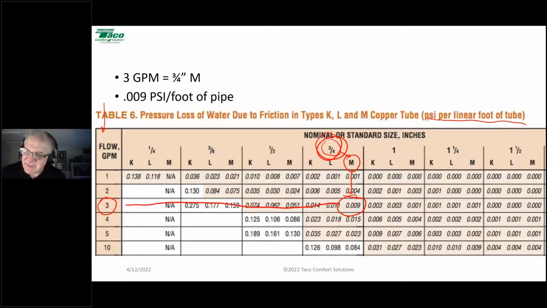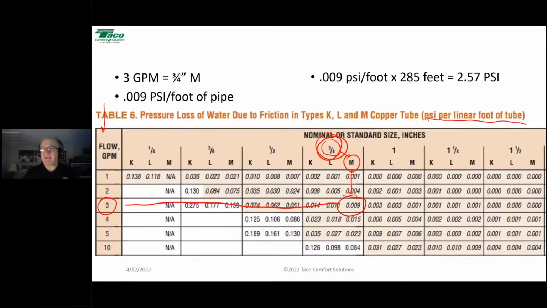Now I have to figure out how many feet of pipe I have, okay? And I can do that by measuring, or I can do that by estimating. One way of doing this, especially if it's a retrofit, you can't get in there with X-ray vision and figure out exactly how many feet of pipe and how many fittings. Best way to do this is to estimate. And I'm not going to say guesstimate, because guessing doesn't have a place in hydronics, but estimating does.